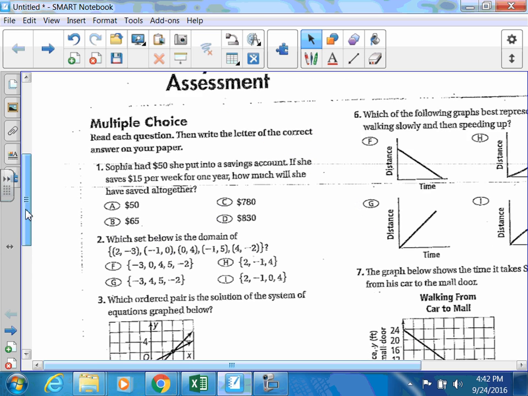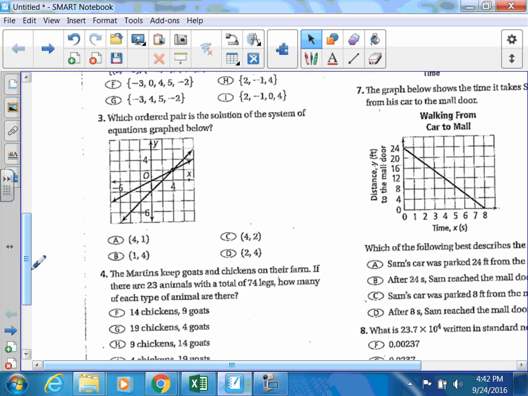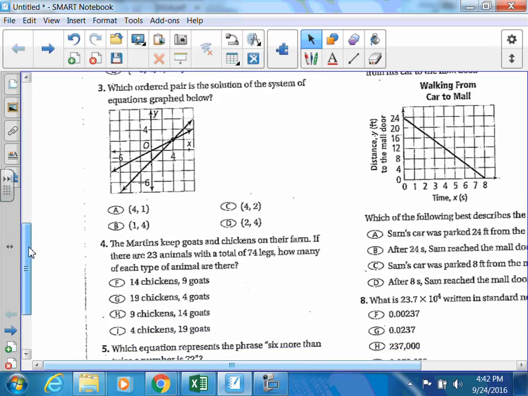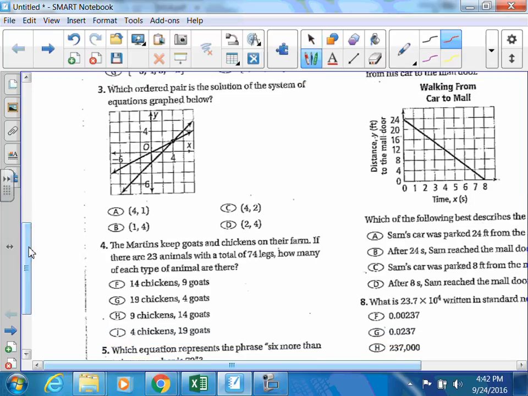Okay, number 3. Which ordered pair is a solution here? So that's going to be where they cross. That would be this point right here. And that would be 4, 2. And the reason it's 4, 2, the reason it's C, is because notice this is going up by 2's. Here's 0, here's 2, here's 4, here's 6. So this point here is 4, 2.